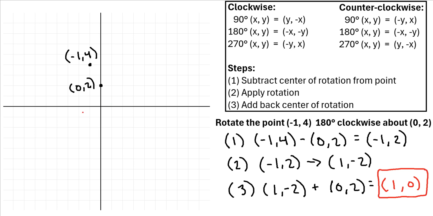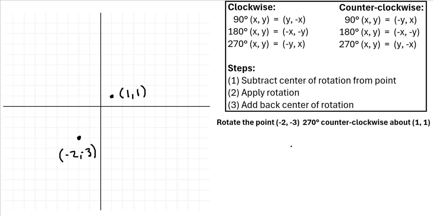So let's see what that looks like when we plot it. So that would be right here. So this is the point 1, 0. And what we'll notice is that basically what we did is we rotated it 180 degrees using this point as the origin. And what we can see is that if we draw a line once again from the point we started at to the center of rotation, and from the center of rotation to the final spot where it landed, we can see that this angle right here is 180 degrees. So that's just a way to verify that we got the correct answer.